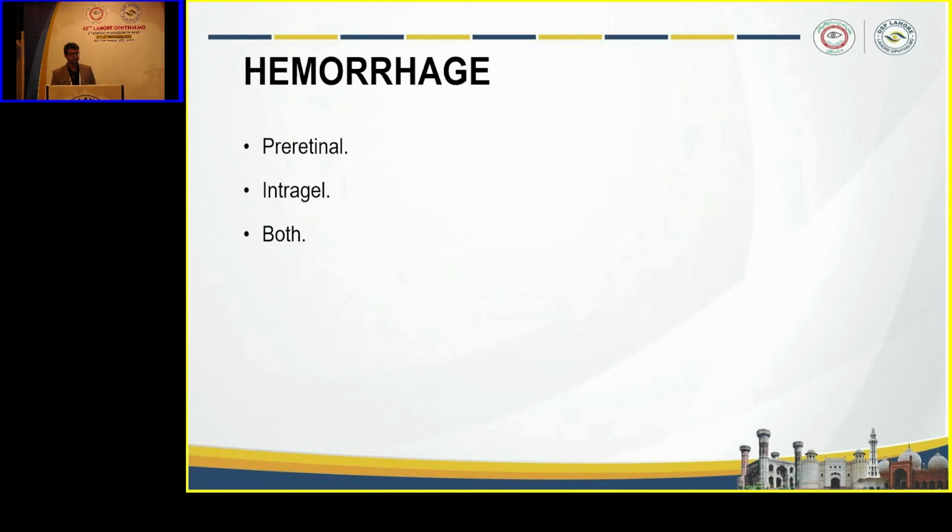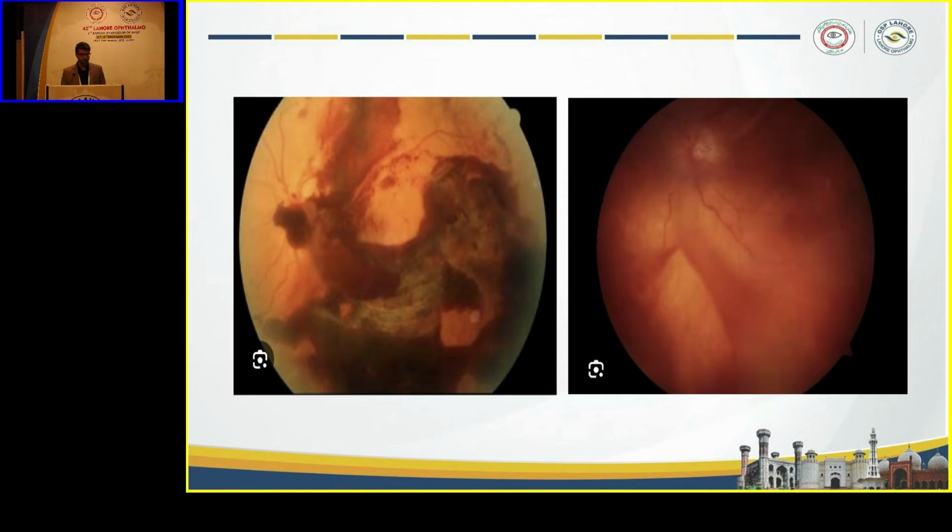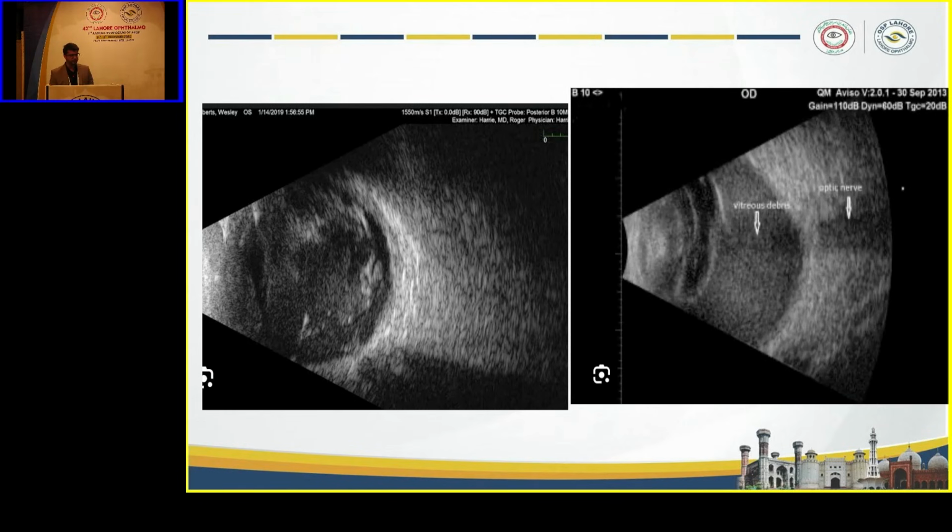Now, the vitreous hemorrhage could be pre-retinal, intragel, or it could be both. Intragel hemorrhage takes longer to clear than the pre-retinal as the former is more substantial. And sometimes the blood becomes compacted on the pre-retinal surface, and forms a membrane known as the Austrian membrane. Here are some color pictures of the pre-retinal vitreous hemorrhage. And this is the B scan of vitreous hemorrhage, specifically showing hemorrhage and excluding any traction.